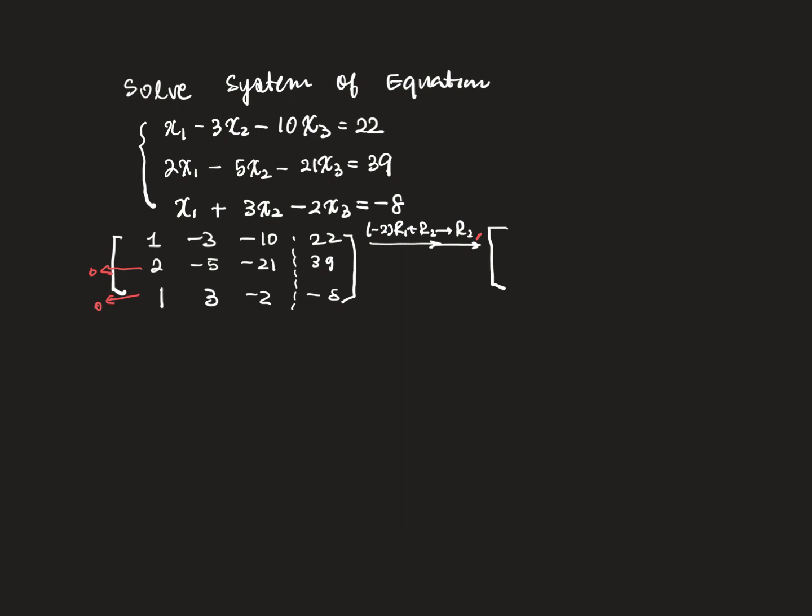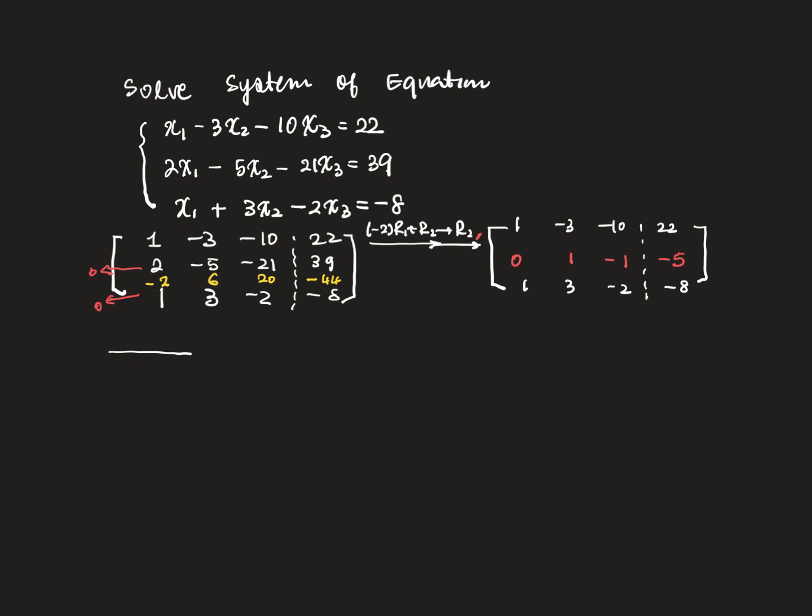How does it change? R1 times -2 gives -2, 6, 20, -44. Add together, and the new R2 is 0, 1, -1, -5. The other rows don't change: 1, -3, -10, 22 and 1, 3, -2, -8. That's the first step.